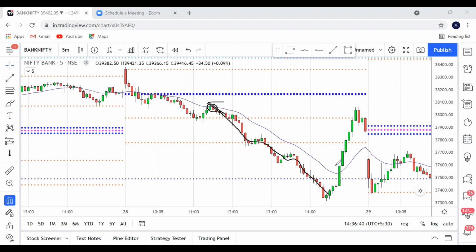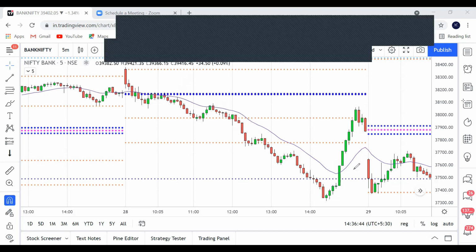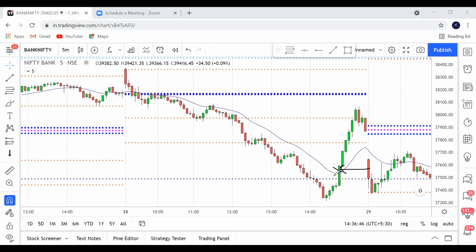After that, it again touched the 20 MA, but look at the candle size. Such a big green candle. Now you should not short. It is the indication of trend reversal most of the time. So that is what I wanted to show you about how moving average can work nicely on a trending day.